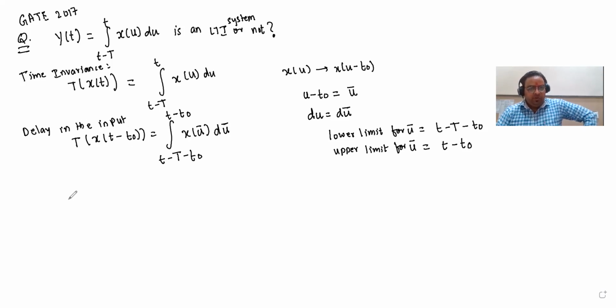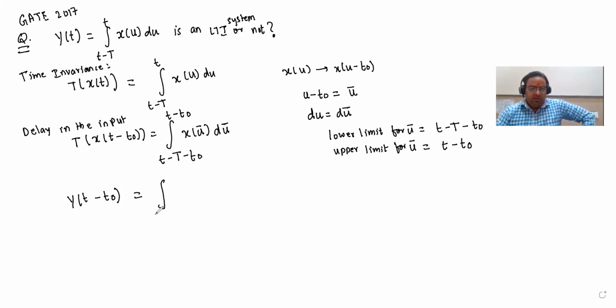Now let us delay the output. When we do the same delay in the output, we can see that here u is just a dummy variable over which we are performing the integration. So u is not of use. The real variables here are t that are present in the limits, because y of t will be obtained in the form of these limits only.